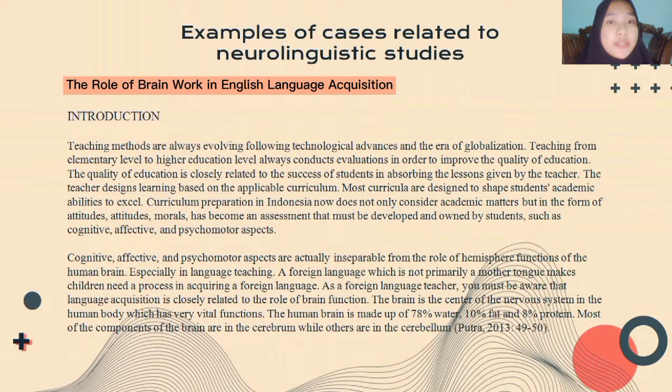Now I will explain about examples of cases related to neurolinguistic studies. The quality of education is closely related to the success of students in absorbing the lesson given by the teacher. The teacher designs learning based on the applicable curriculum. Thus, curricula are designed to serve students' academic abilities to excel.